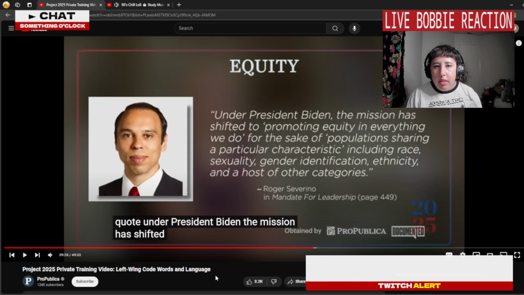Under President Biden, the mission has shifted to promoting equity in everything we do for the sake of populations sharing a particular characteristic, including race, sexuality, gender identification, ethnicity, and a host of other categories. Yeah, I don't see anything wrong with that. All they're saying is that men and women are equal in terms of gender. Male and female is equal in terms of sex. We are not going to say that one is better than the other, or that one is more deserving of rights than the other.